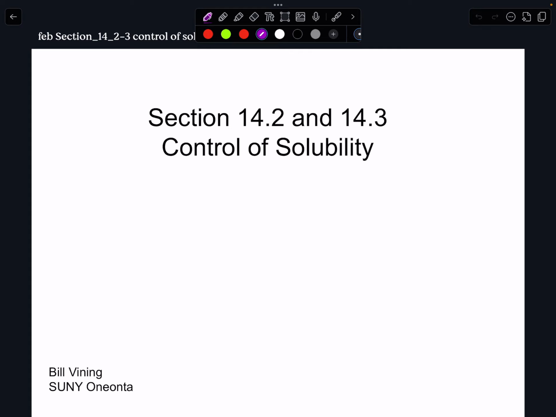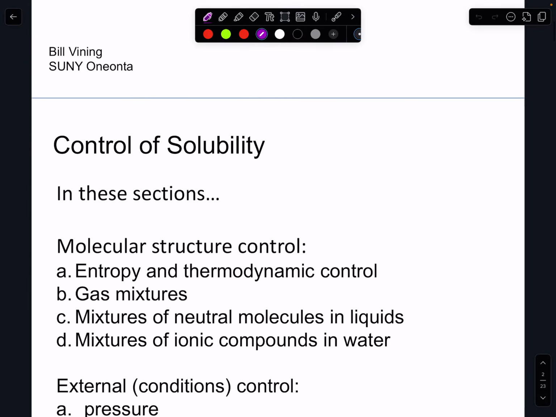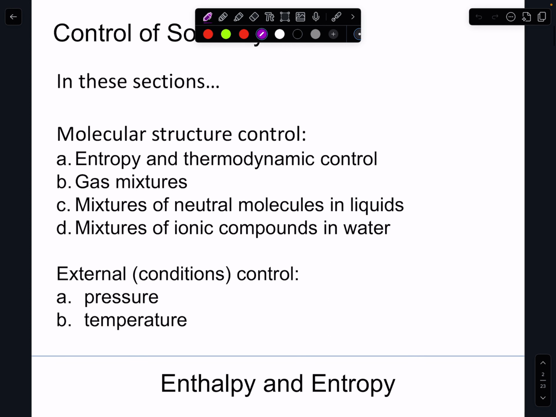Okay, in this section, or these sections, we're going to look at control of solubility. Why is it that sometimes things dissolve together and other times they don't? What we're going to look at first is the ways in which the structure of molecules leads to them dissolving or not. That is, how well things mix together based on the intrinsic attractions they have to mix together. And then, secondly, we're going to look at things that we can do to influence that solubility.